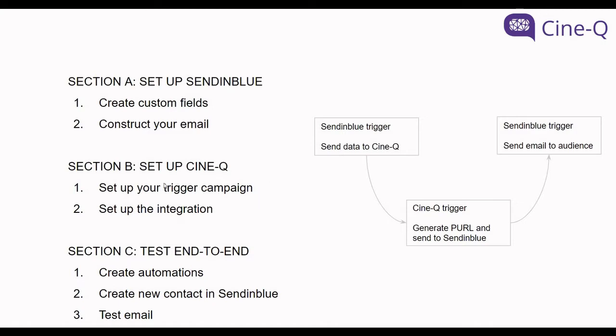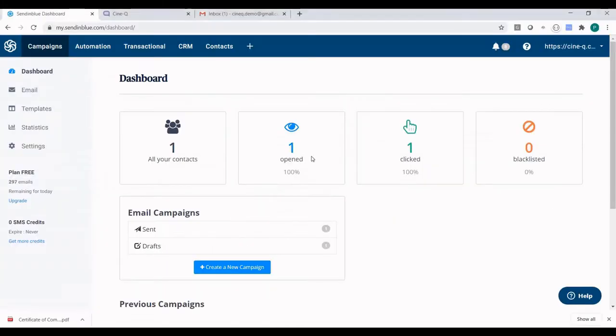And then we jump over to Cine-Q to set up a trigger campaign as well as the integration. And then finally, we're going to go back to Sendinblue and create automations as well as new contacts to test the end-to-end process. So let's go over to Sendinblue and take a look at where to create custom fields.